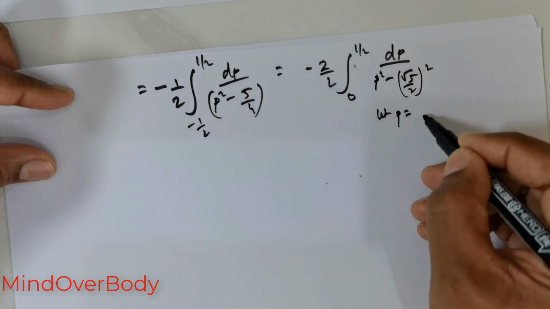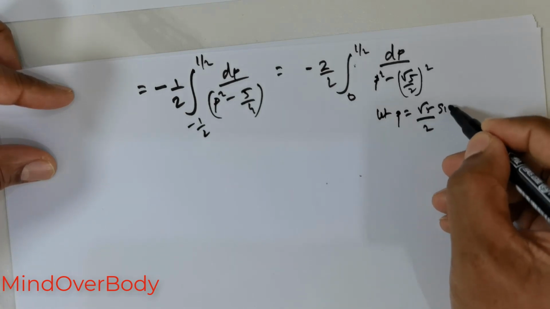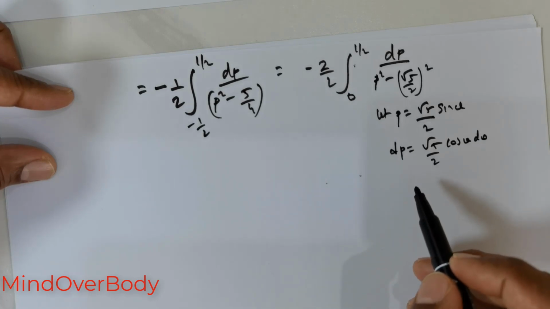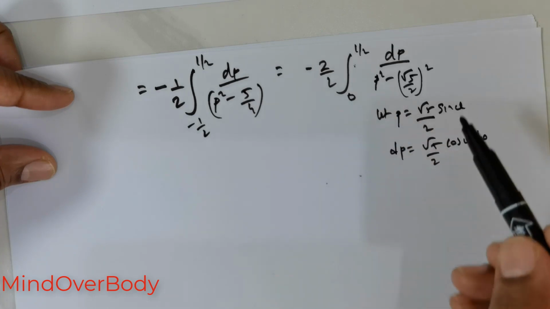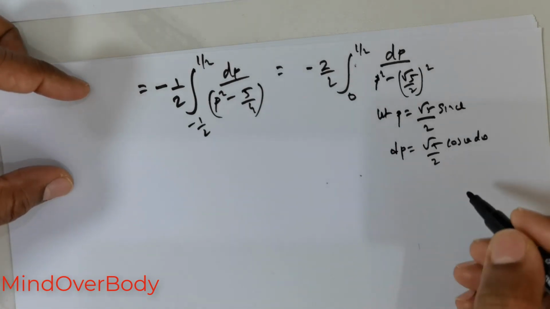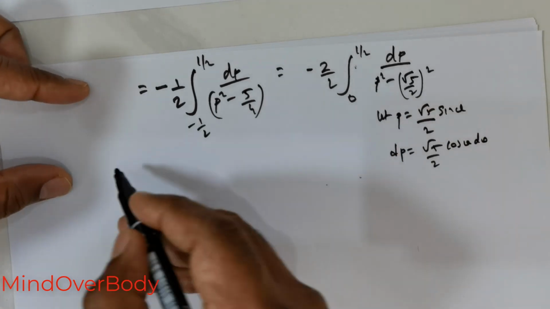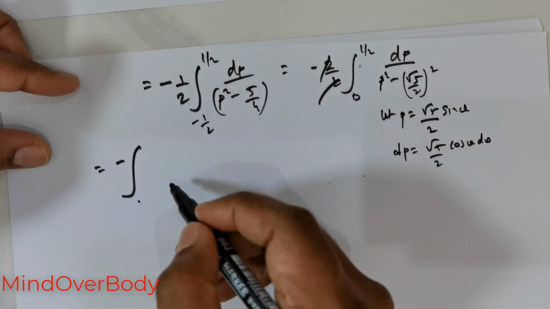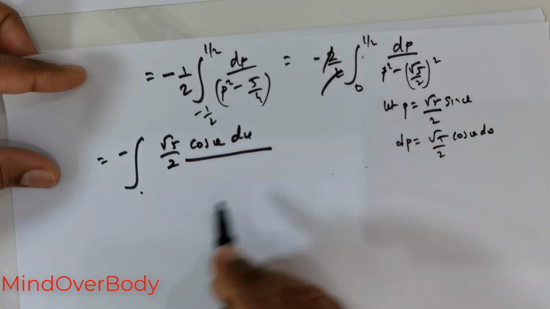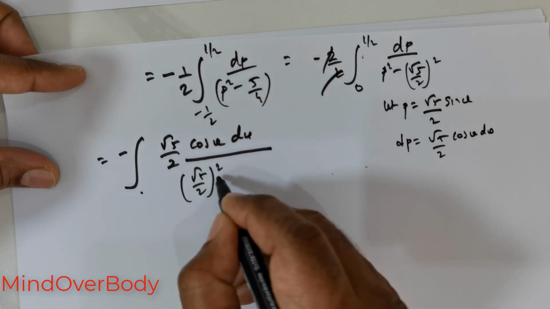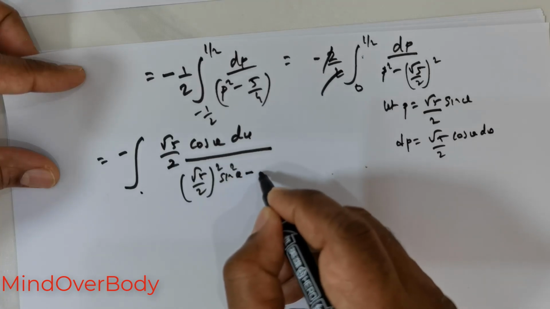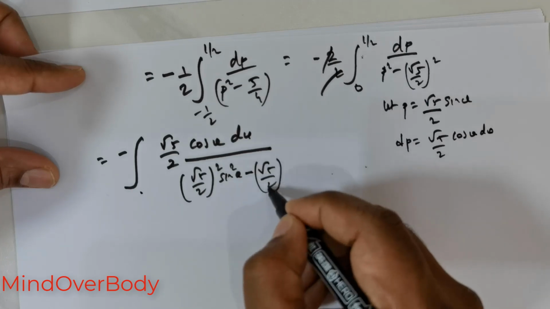So what I wish to do is let p be equal to √5/2 times sin θ. So that means dp is equal to √5/2 times cos θ dθ. Now you can make the substitution in the limits, but they will be a little bit complicated, so I will just retain it as it is for the time being, and then I will simplify it later. Now what happens to this? I'm not going to place in the limits. So in place of dp you get √5/2 times cos θ dθ divided by p² which is (√5/2)² sin² θ, minus (√5/2)².